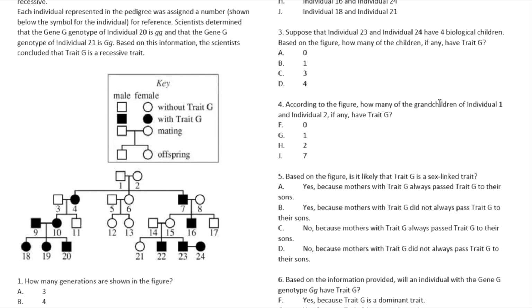So now we're looking at just the grandchildren of individual 1 and individual 2, which is not the same as everybody in this row. We're trying to see who has trait G, which means the filled in circle and shape here, and we have 1, 2, 3 total people in the row, but remember, individual 9 is not part of the actual family, they married into it, and they're not actually a grandchild of 1 and 2. So we just have 10 and 16, which is a total of 2 individuals. So the correct answer here is H.